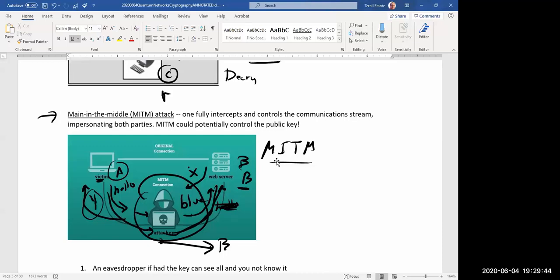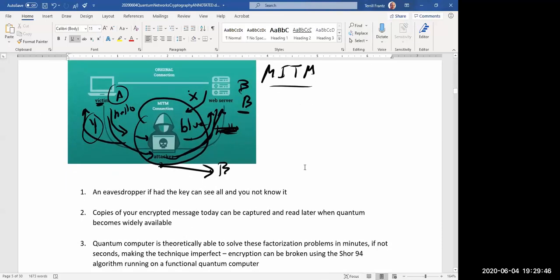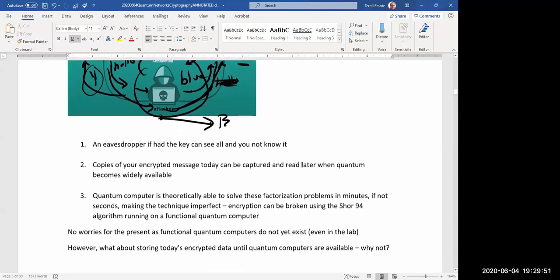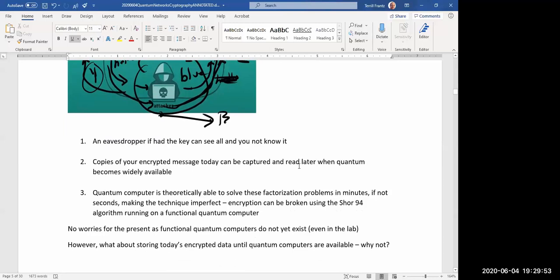It's the equivalent of someone going in and changing the emails between you and the receiver, or between the sender and you. So if that eavesdropper has the key, they can see all, and you would not even know it. So these attacks could be completely transparent to you.